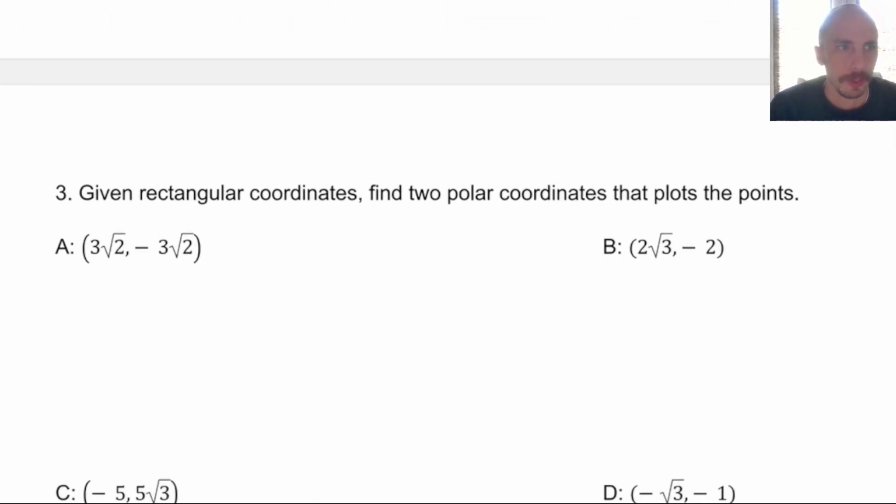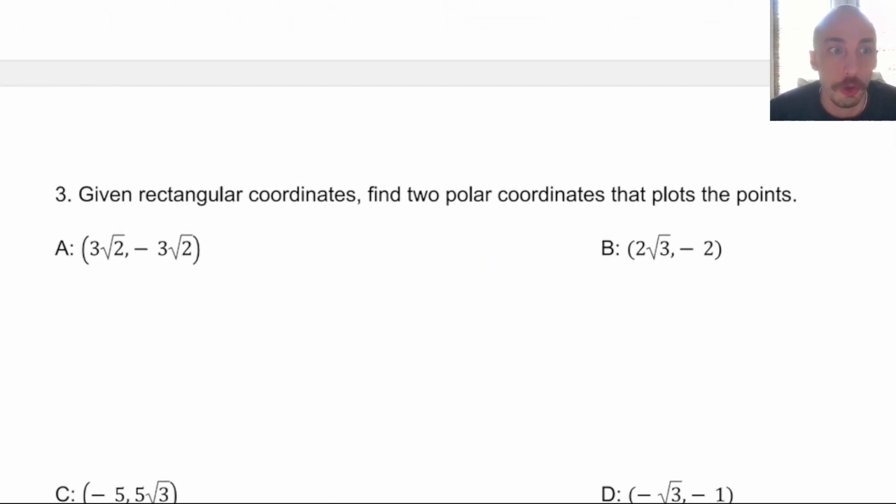So given rectangular coordinates, find 2 polar coordinates that fit the points. My advice on this type is if you're given rectangular, sketch the point in the plane and let that tell you what theta is, and then figure out r with the formula. So the formula we need is going to be r squared equals x squared plus y squared.